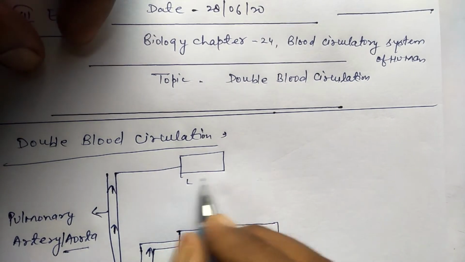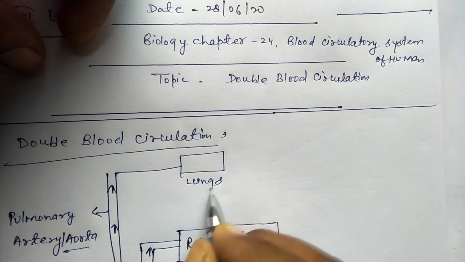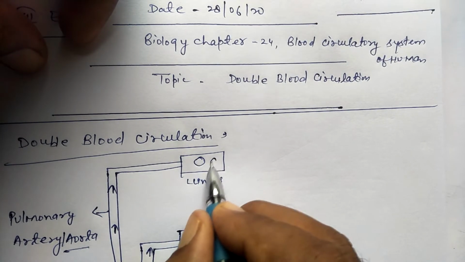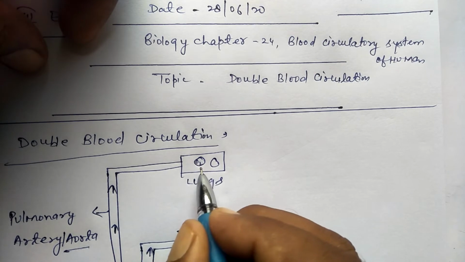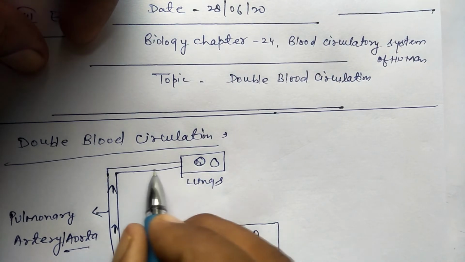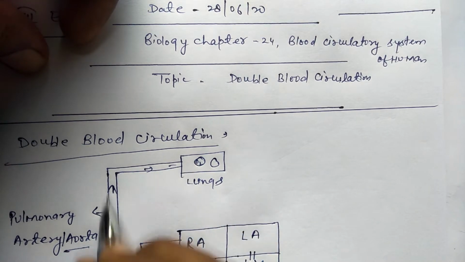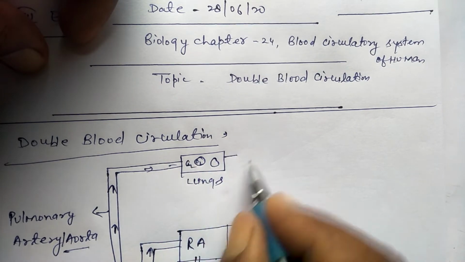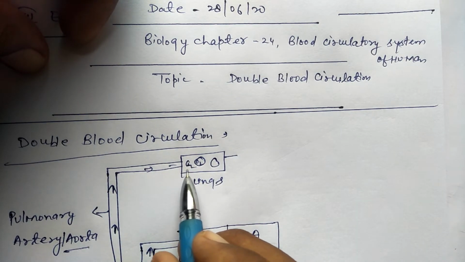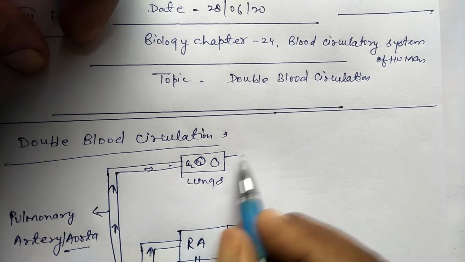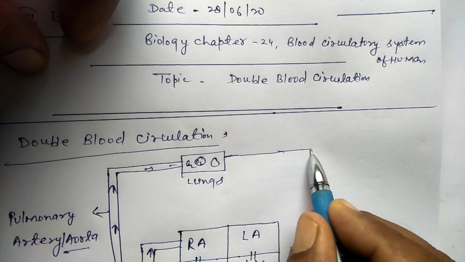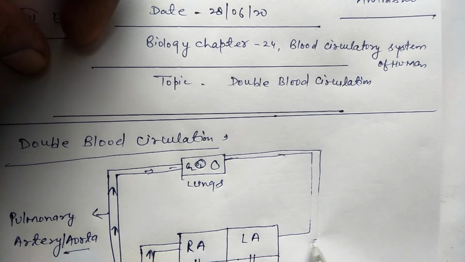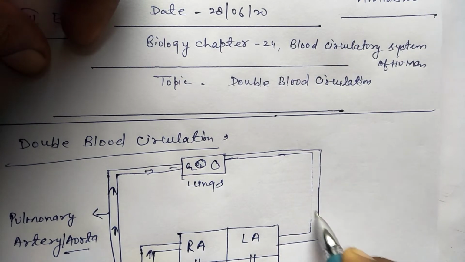This is the human lungs. Lungs are the respiratory organ in humans. These are the tissues of the lungs, or alveoli of the lungs. In the lungs, the alveoli have oxygen, and this pulmonary artery carries deoxygenated blood. The carbon dioxide is released in the lungs, and the blood takes up oxygen and opens into the left atrial part.